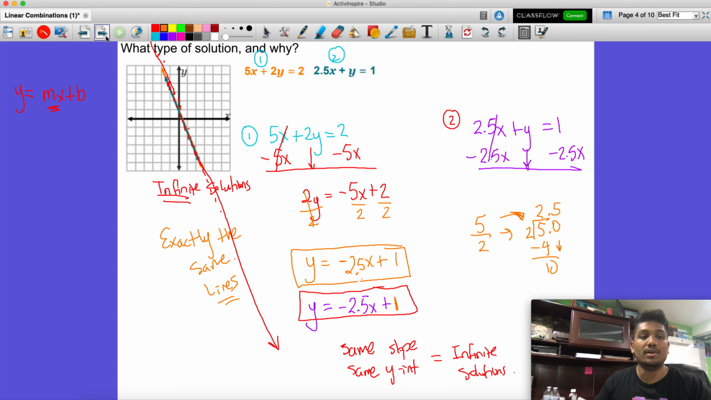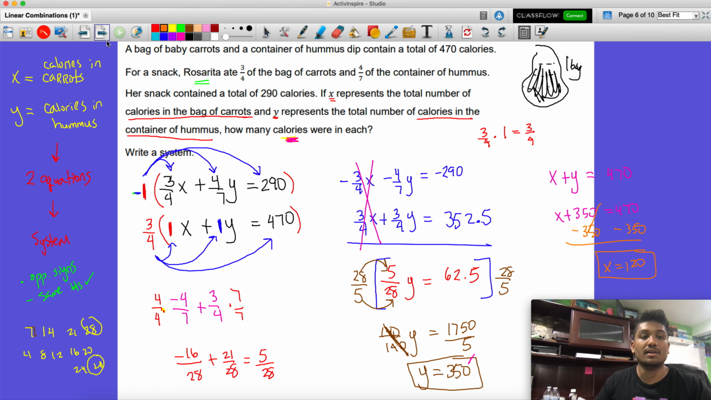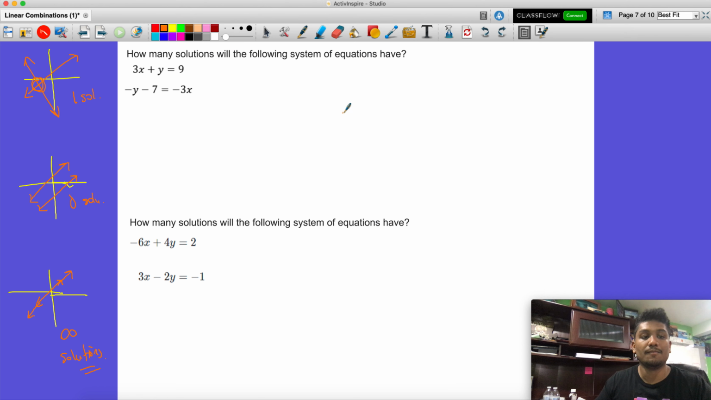So maybe we can write a little note here saying that for one solution, a possibility is that they have different slopes and different y-intercepts. Now they don't have to have different y-intercepts, but this is what's generally found.